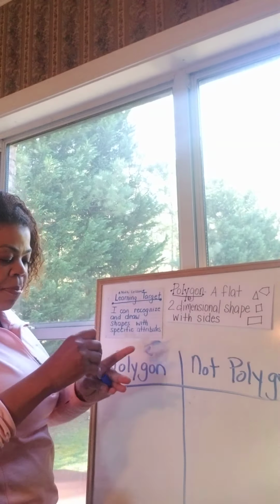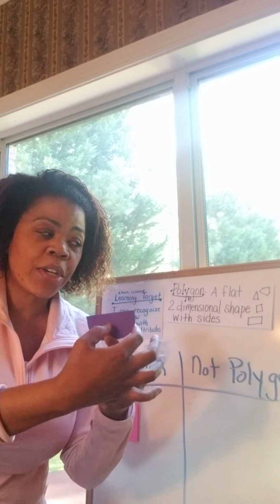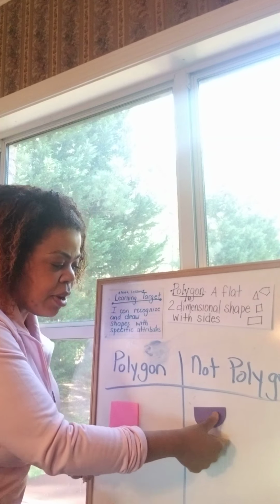Okay, let's look over here. Here is a, what is this? We can call this a semicircle. When it was three-dimensional, we called it a hemisphere. Okay, this has curve. It has one flat side, but it also has a curved side, so this would not be considered a polygon.